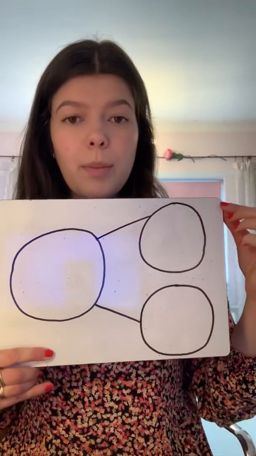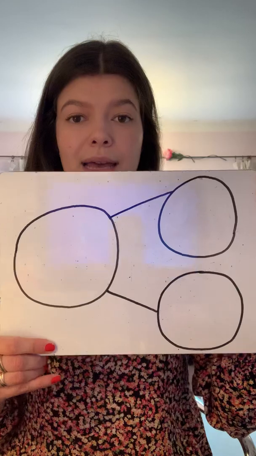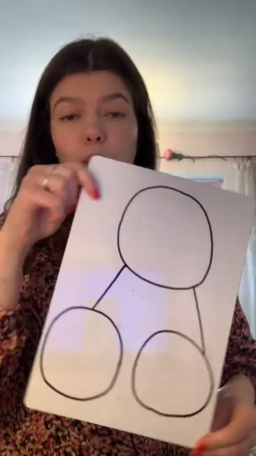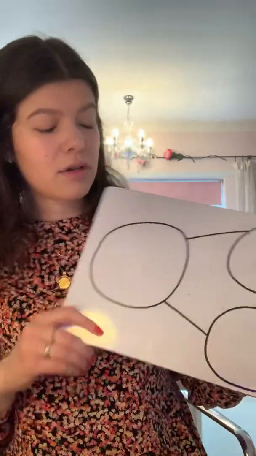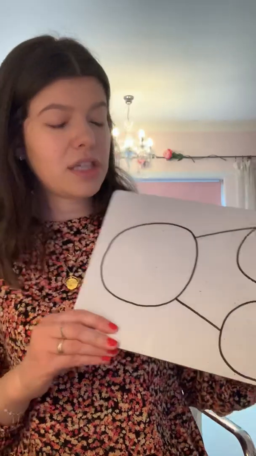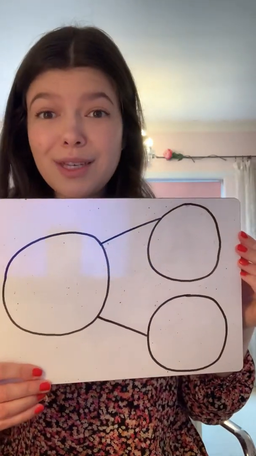Okay, so we've got our part, whole model. Now we could look at it this way or we could look at it this way. Okay, doesn't matter which way round it is as long as we've got these three circles. Okay, I like to use it this way, but it's up to you how you use it.